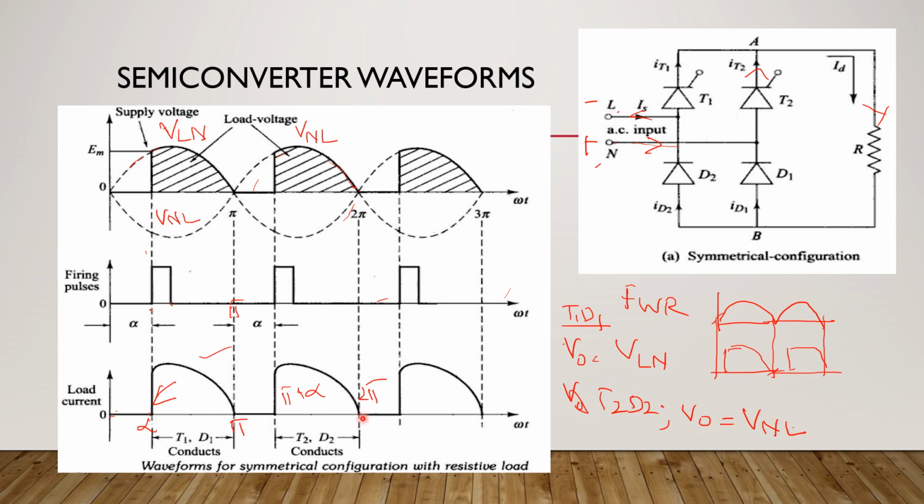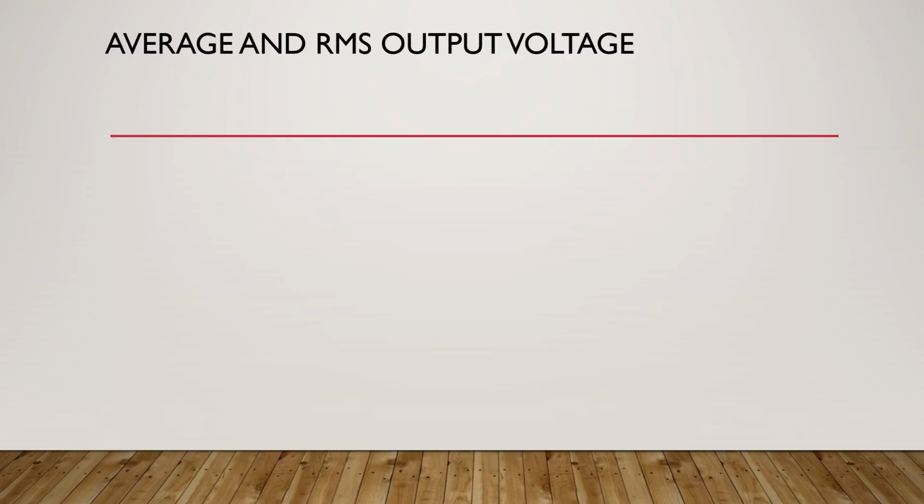And from pi plus alpha to 2 pi, the T2 D2 combination conducts again. The voltage across the load is again equal to the supply voltage, but now it is equal to VNL instead of VLN, and VNL is positive at that time. Which means your average output is positive. So these are the waveforms for the semi-converter. Let us derive the expression for the average and RMS voltage.